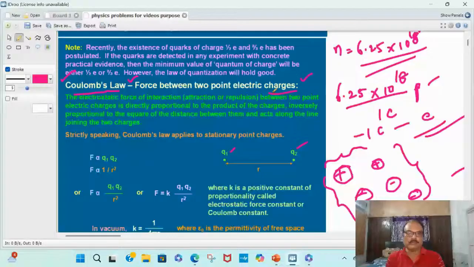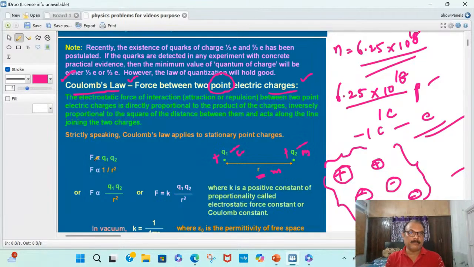Now, force between two point charges. Try to understand point objects. The law will be obeyed only for point charges. What is a point? Negligible size. So point charges are kept at a certain distance. Suppose this is Q1, a positive charge. Let us assume Q2 is again a positive charge. What will happen? They will repel, kept at a certain distance in meters. So charge is in coulombs, and distance is in meters.